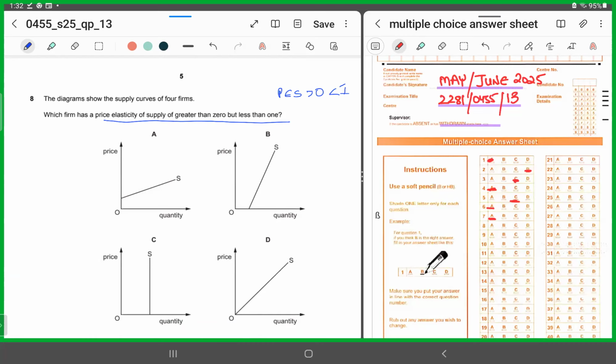Yes, let's look at the curves. We're talking about inelastic supply, right? All right, let's look at A. A is displaying elastic supply. C is showing perfectly inelastic supply.